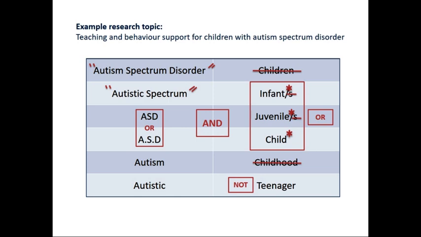For the next search you would search for autistic spectrum in quotation marks and then the second column. And that's all you need to do.